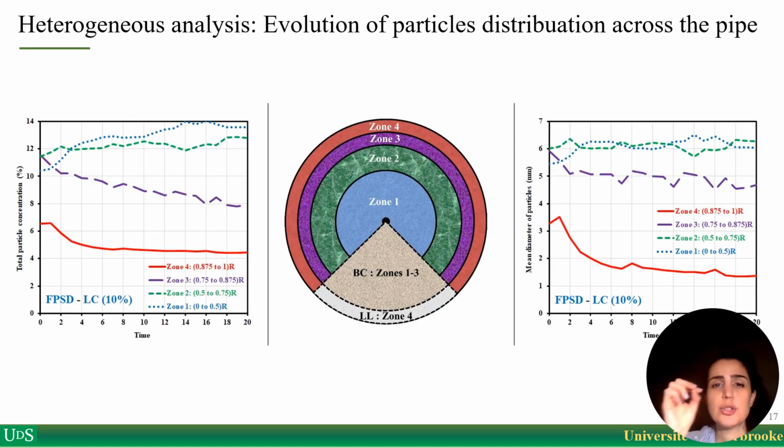Here you can see the evolution of the particle concentration in different zones over the simulation time. On the left side of the slide, you can see that in zone 4, which is the red line, the particle concentration decreases over the simulation time. And in zone 1, which is the closest zone to the pipe center, the particle concentration increases. Also, on the right side of the slide, you can see that the mean diameter of the particles decreases in zone 4, or in the lubrication layer, and the diameter in zone 1 and zone 2 increases. Or in other words, the larger particles move to zone 1 and zone 2, and the smaller particles move to zone 4 or the lubrication layer.